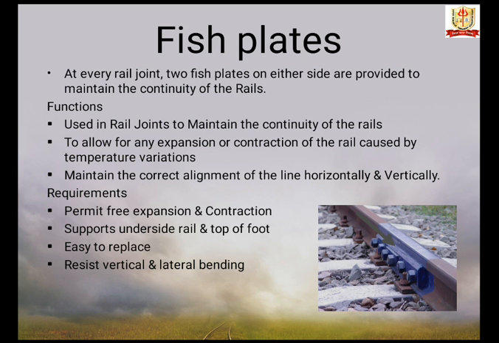At the rail joints, two fish plates, one on either side of the joint, are used, and both the fish plates are held together by means of four fish bolts passing through the holes provided in the web of the rails.